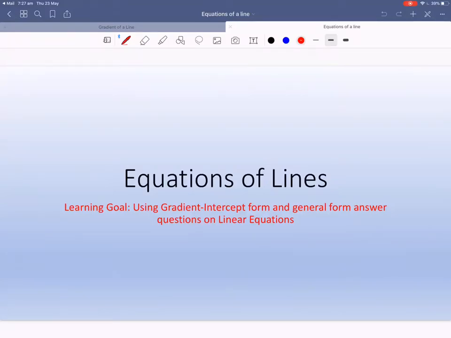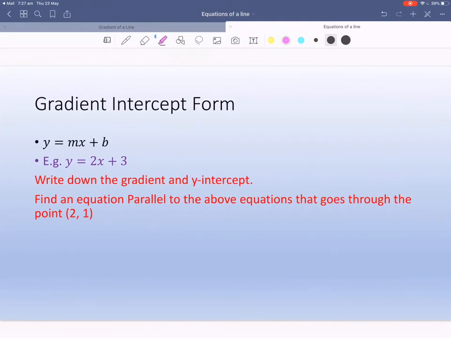Equations of lines. Essentially what we're looking at is gradient intercept form, which hopefully you've learnt from past years, and general form, and answering questions on linear equations. This won't be a long video, it's just going to explain what we need to know, and then hopefully you get going from there. If not, ask questions in class.